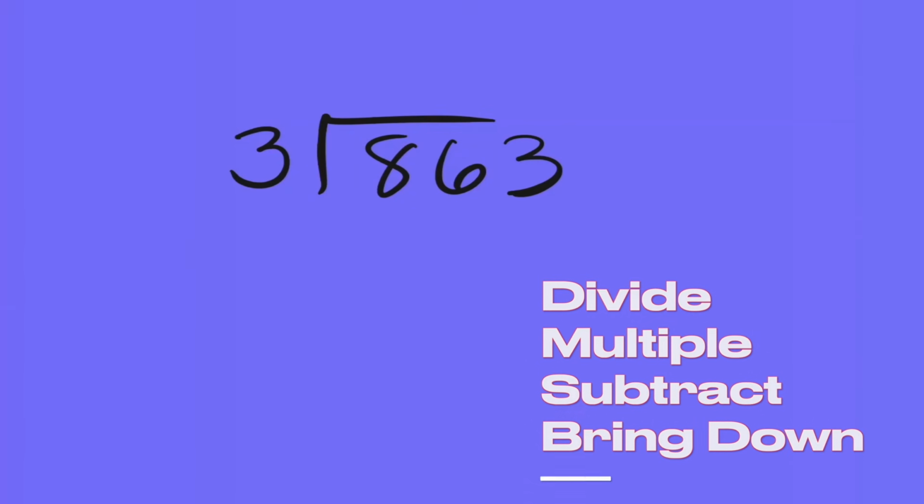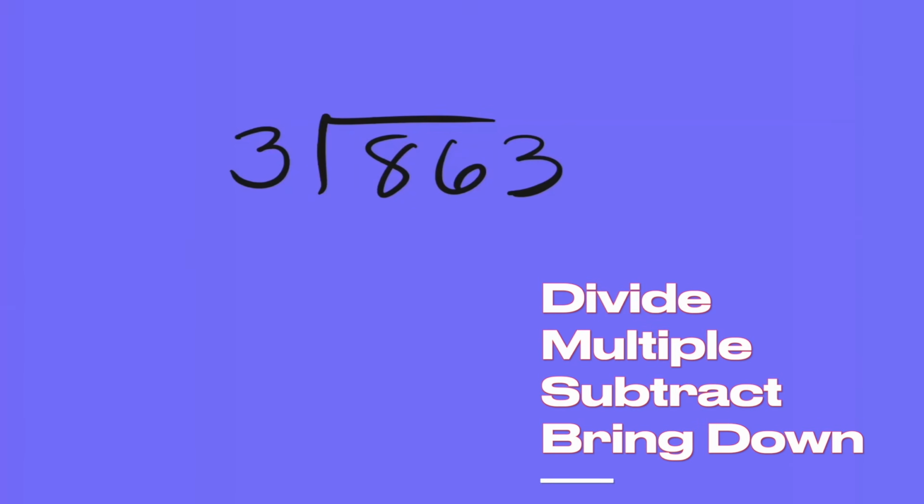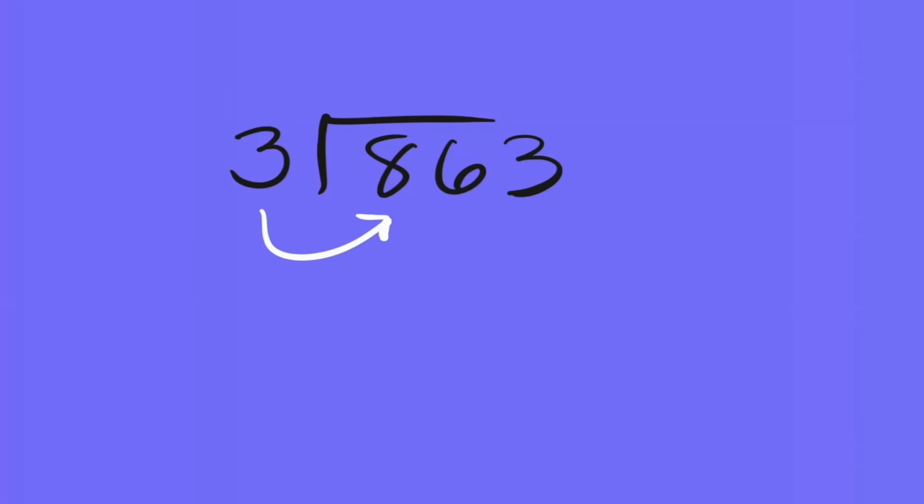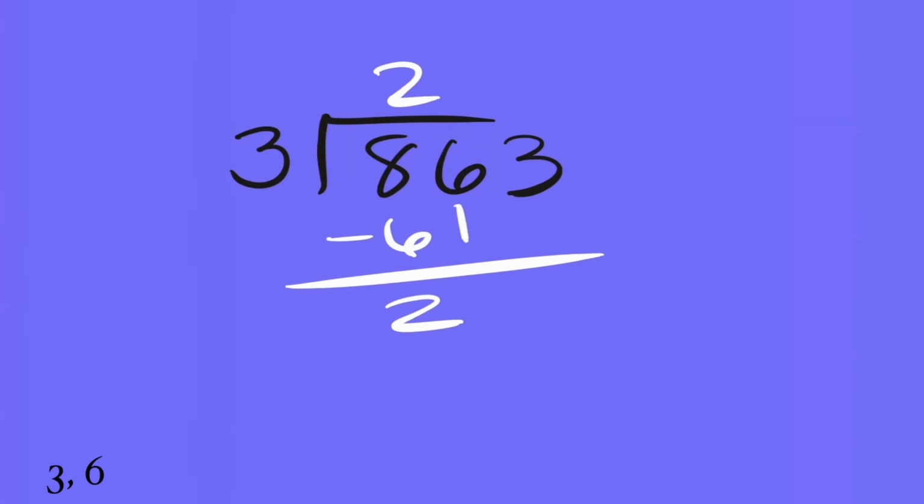Let's start off with 863 divided by 3. 3 hops into 8 2 times. 2 times 3 is 6. Then 8 minus 6 is 2. And then we bring down the 6.